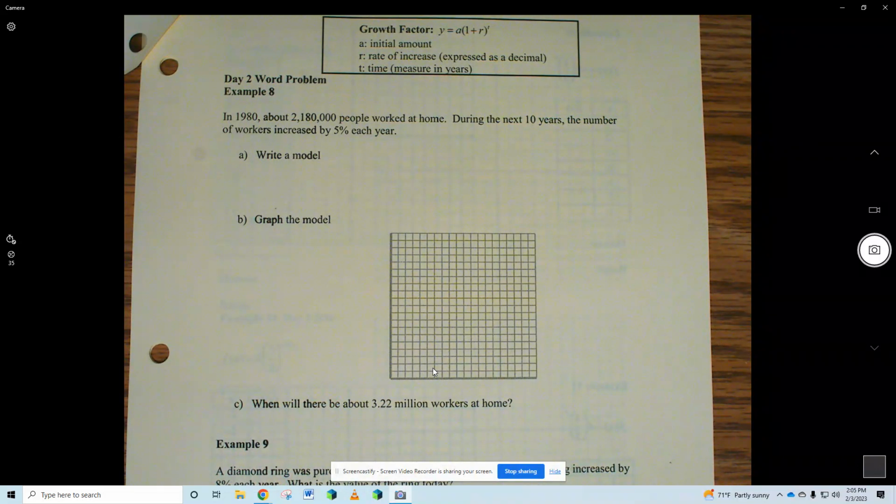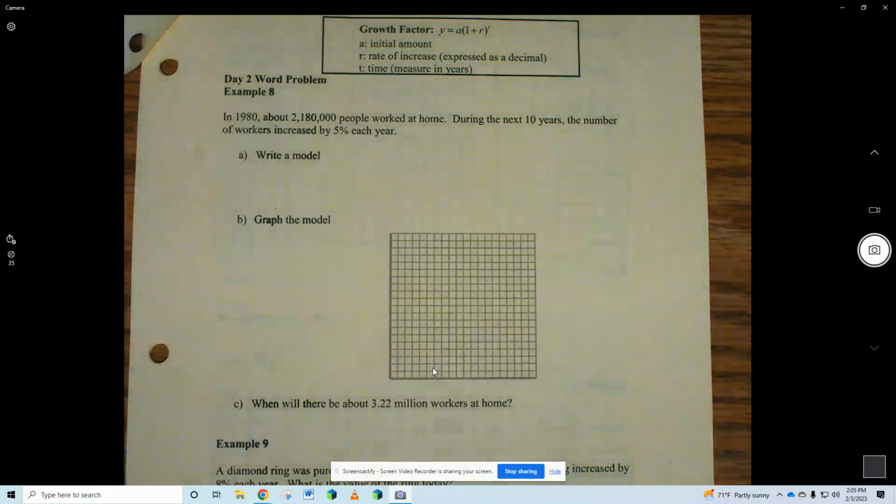So today, we're going to still have graphs of exponential growth and exponential decay, but we're going to translate into something that would be actually used in the real world. So, starting off, we are starting at example 8 of 6.1.